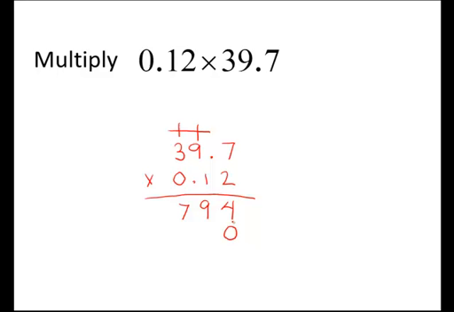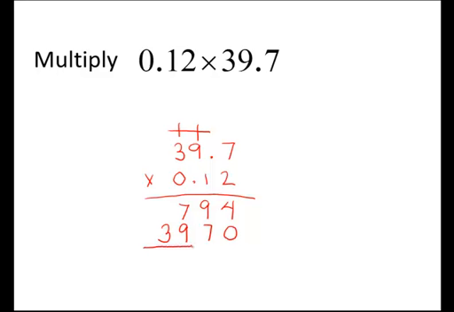My next step is to multiply 1 by the digits above, beginning with 1 times 7, which is 7. 1 times 9 is 9. 1 times 3 is 3. Multiplying by 0 I don't need to do because the answers for 0 times each of the digits above would all be 0.